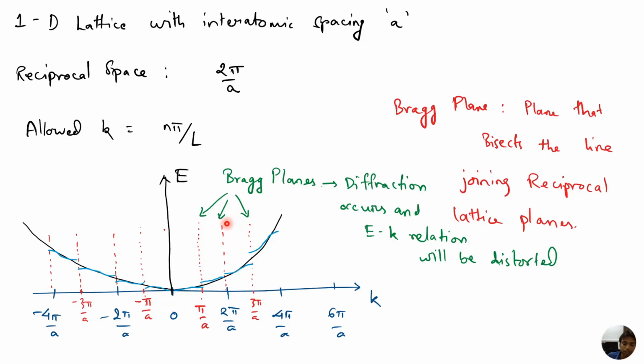0 to 4π, you will get this red line. 0 to 6π, you will get this red line, and so on.